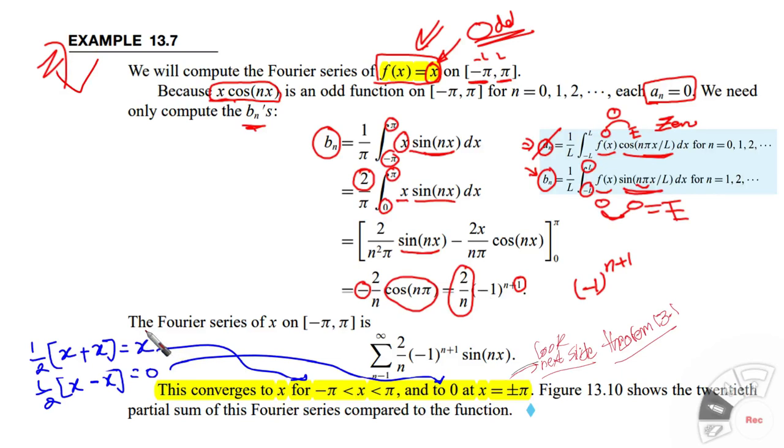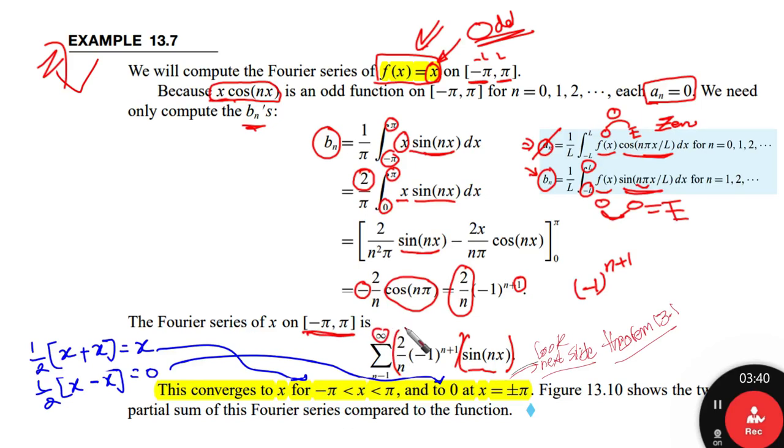Okay, so the Fourier series of x on the interval minus pi to pi is going to be the summation of 2 over n times minus 1 raised to the power n plus 1, times sine nx, right? This is the Fourier series for this function, which is the part having the sine only, right? And this is going to be from n equal to 1 to infinity, of course, for any number that we want.